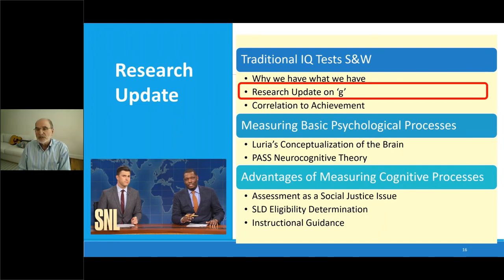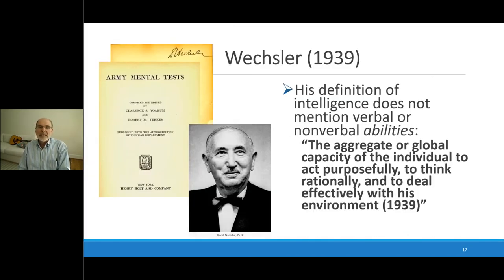Research on g. Of course, g is an important concept in our field. It's talked about quite a lot, g or general ability. If you go back and look at Weschler's definition, the aggregate or global capacity of the individual to act purposefully, to think rationally and deal effectively with his environment. Aside from being not very politically correct, his or her would have been better. It's really getting at overall ability, not verbal and nonverbal abilities, plural, which we so often talk about.